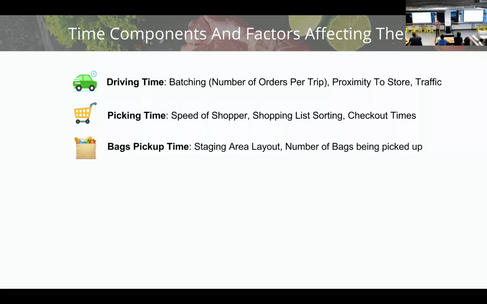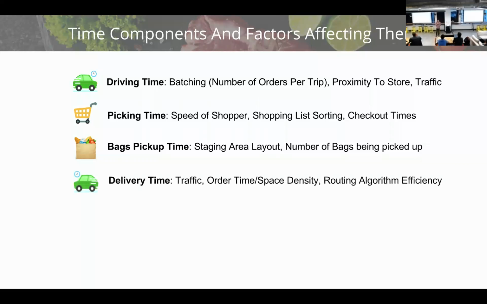Then we have the bags pickup time. This depends on how neatly organized or how accessible the staging area is. We have some stores in New York City where the staging area is in the basement because everything is so cramped in New York. So we have to find innovative ways to find staging areas. And of course, that presents a huge overhead for the drivers who go out and pick these bags. And it also depends on the number of bags being picked up. If it's a Costco order, there are often big packs of water bottles or huge orders that take a long time to pick from the staging area and put in your trunk and deliver.